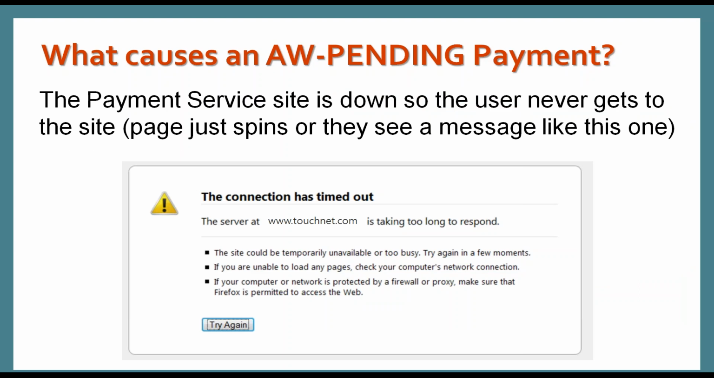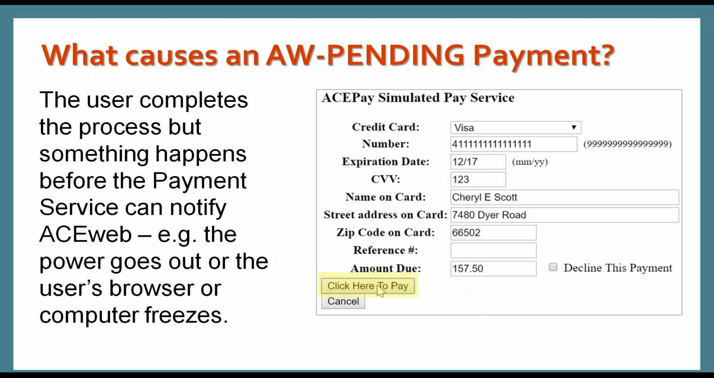Another way that these pending payments can stick around in your database is if they leave your ACEweb site and they never make it to the actual payment gateway site. So if the payment gateway site is down or it's not responding, this is another way that you can get one of those pending payments. Another way is if there's some sort of a failure. So partway through the payment process, something happens and their power goes out or the browser freezes. If they're not able to finish that payment or at least cancel it or get a response back to ACEweb, that could create an AW pending payment.